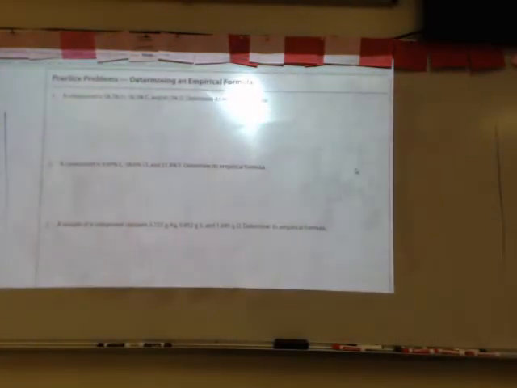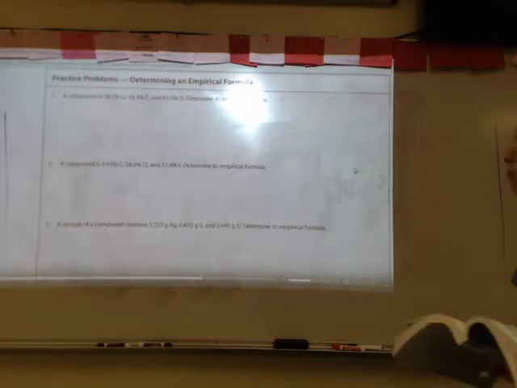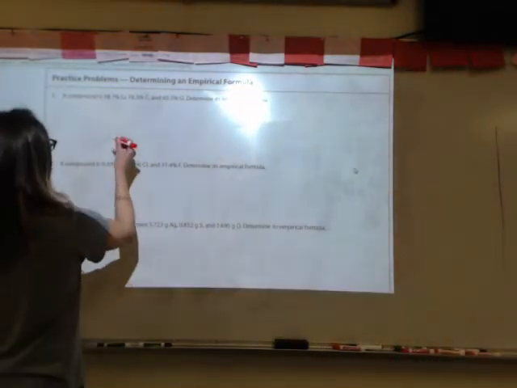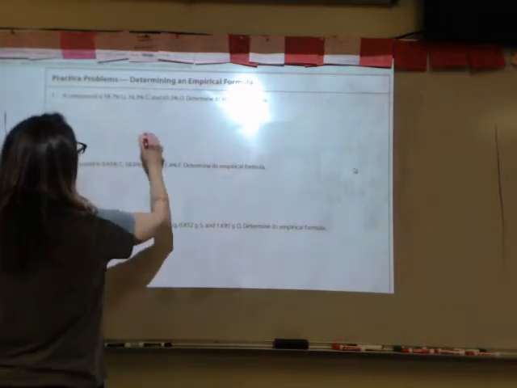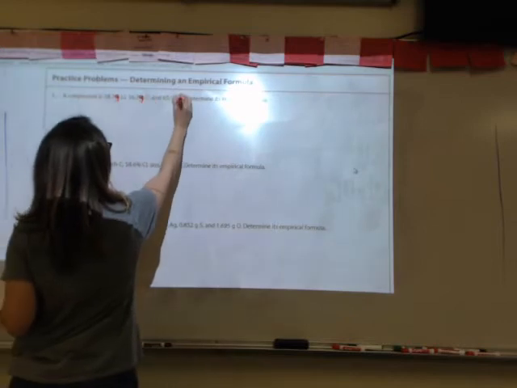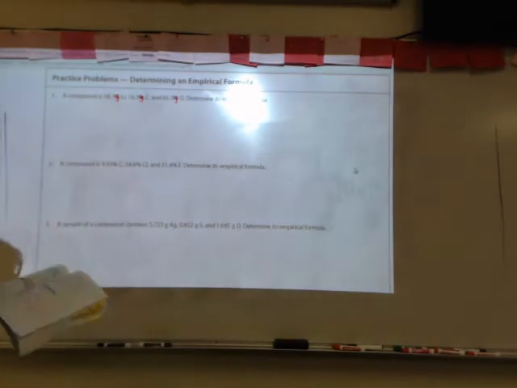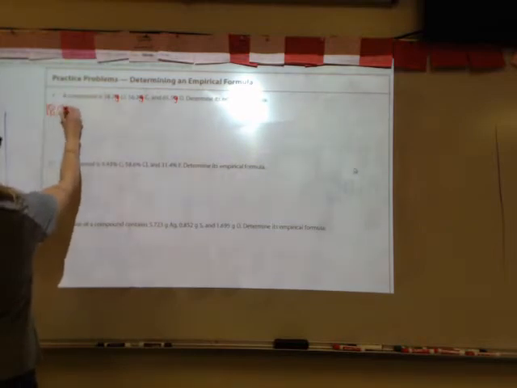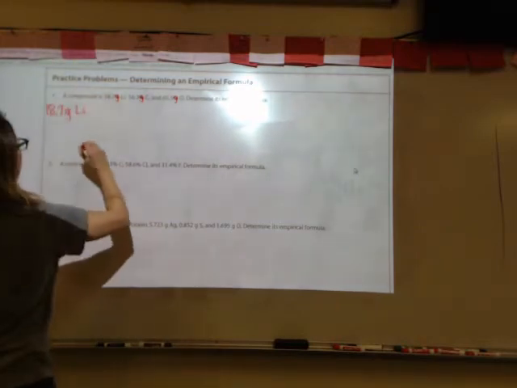Now, I'm going to be going over these steps over and over again to where you finally pick them up. So let's take a look at some practice problems. I have a percent of lithium, carbon, and oxygen. We want the empirical formula. I'm going to replace the percent sign with a G for grams. First step, convert grams to moles.